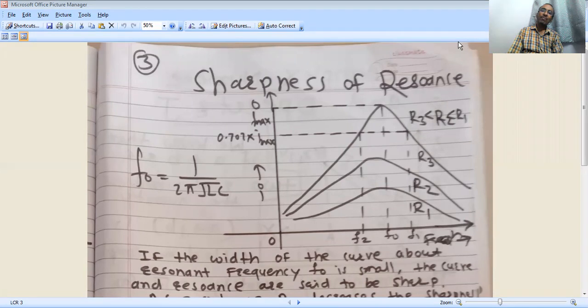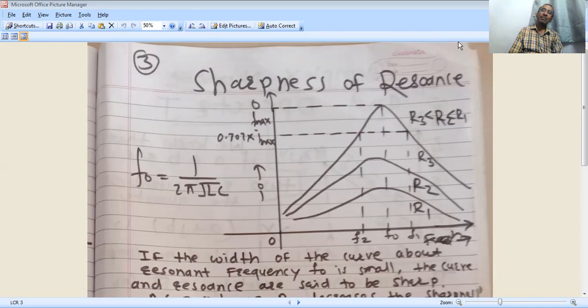More water is dropped across R1 as compared to R2. More water is dropped across R2 as compared to R3. That's why the graph of current versus frequency is flat for R1. There is not a sharp resonance. Resonance occurs, but we cannot fix the particular frequency where resonance occurs. Therefore, the current versus frequency graph for R1 is flat.